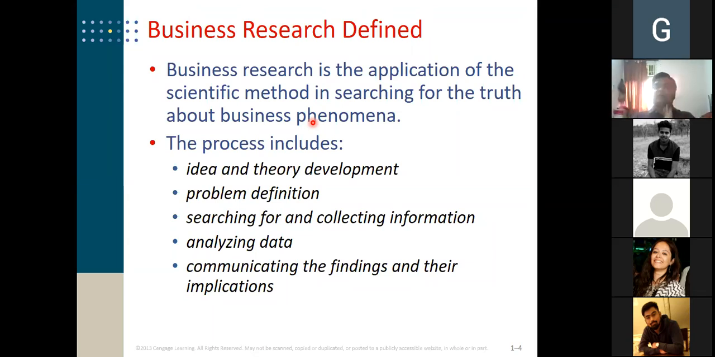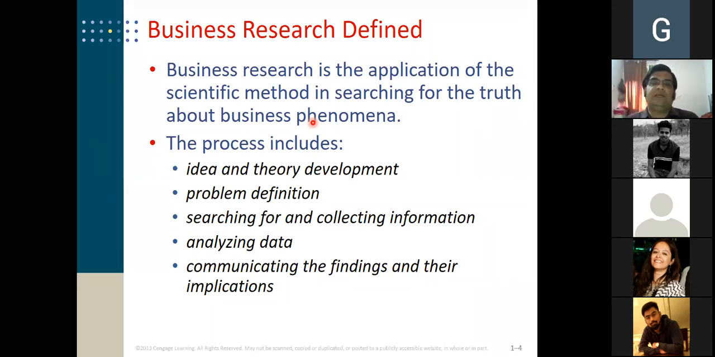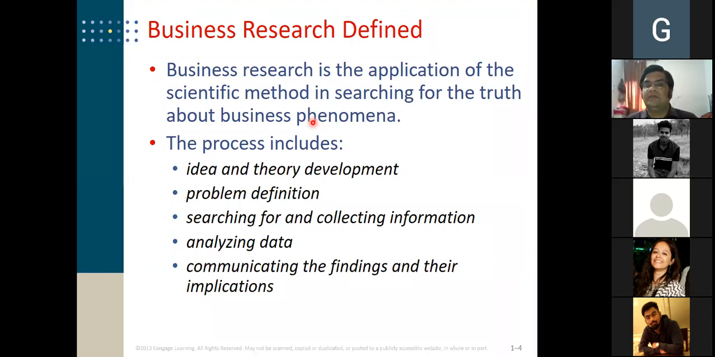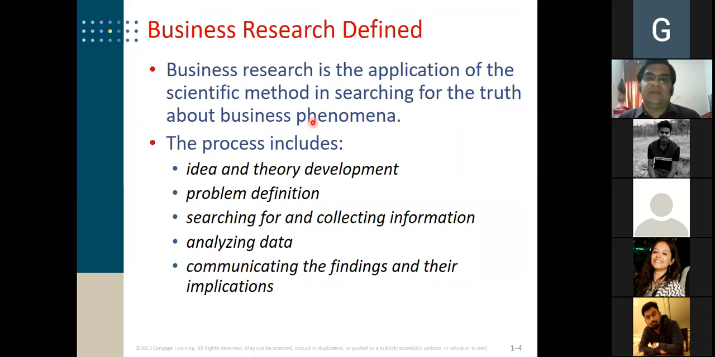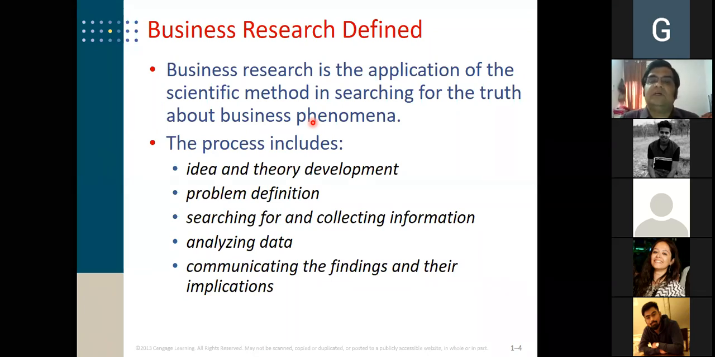So now look as a whole. What is business research? Business research is the application of the scientific method in searching for the truth about business phenomena. So what is my business phenomena? Customer loyalty. When will customers be loyal? And what is my scientific method? Hypothesis testing. Basically these two are there. So whenever we talk about business research, hypothesis testing will come and a business phenomena will come, right?